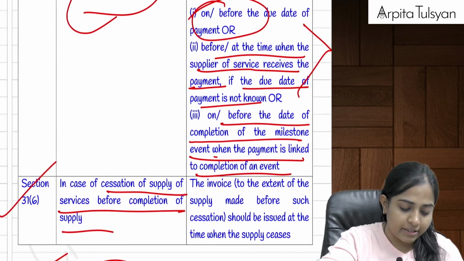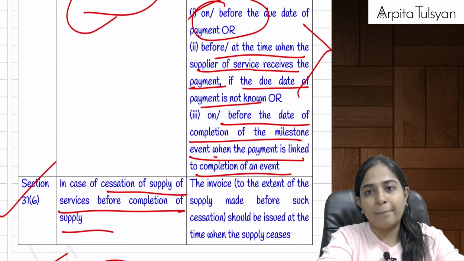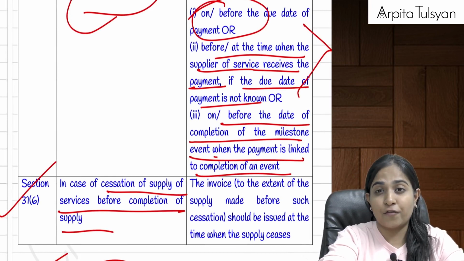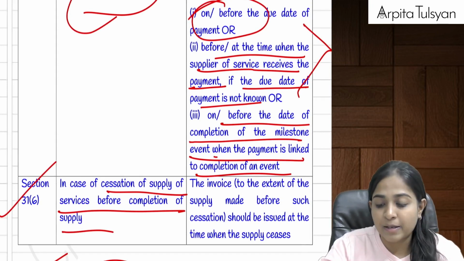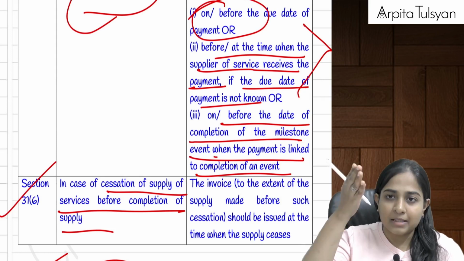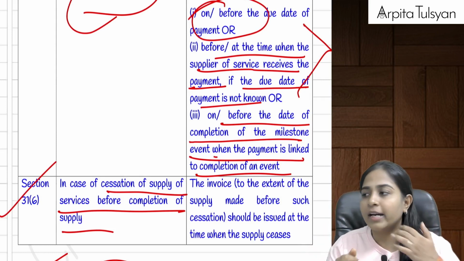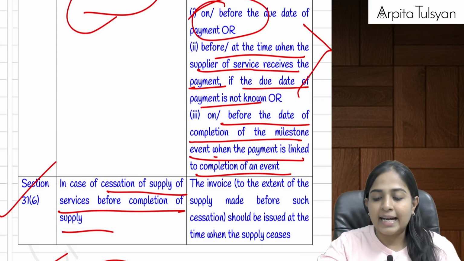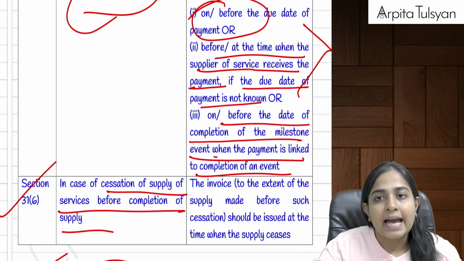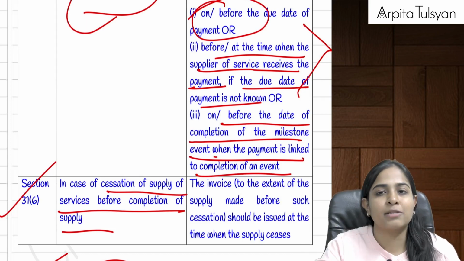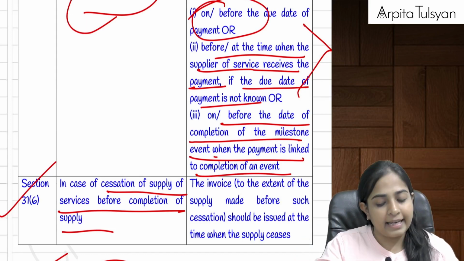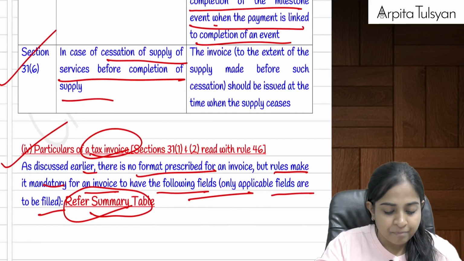Then suppose before completion of the supply, there is a cessation of supply. That is, the supply has got abrupted in between. Then in that case, as soon as the supply ceases, for whatever proportionate work has been done, the invoice should be issued immediately, right?